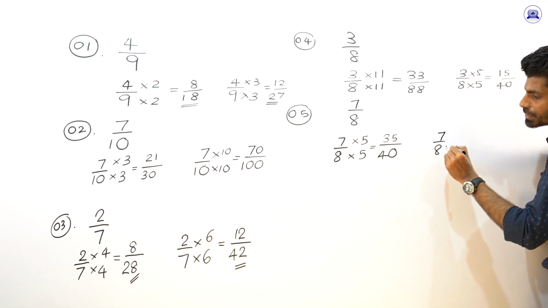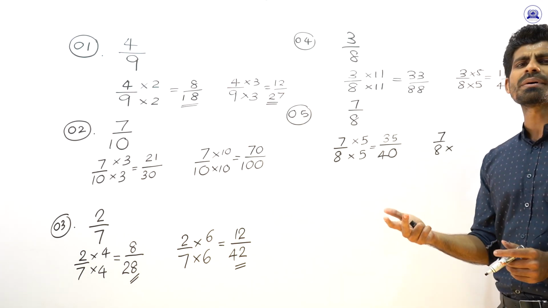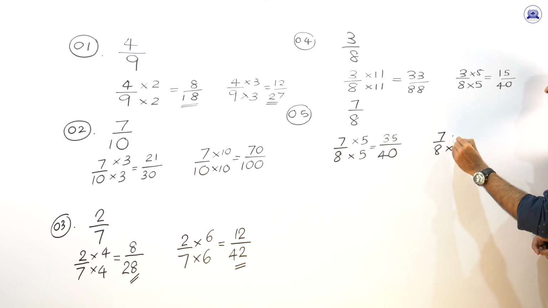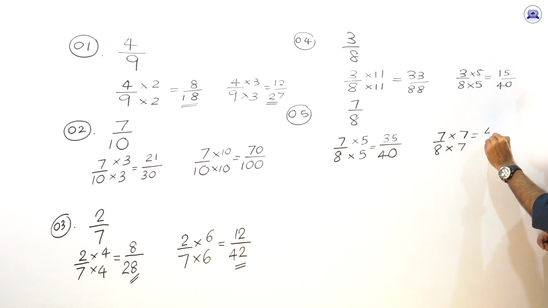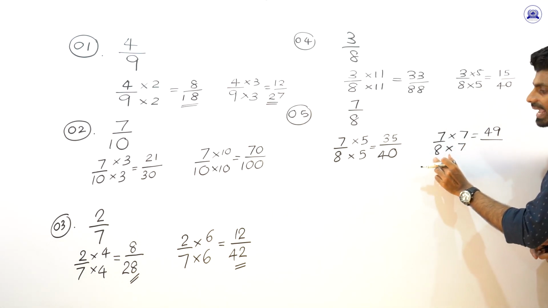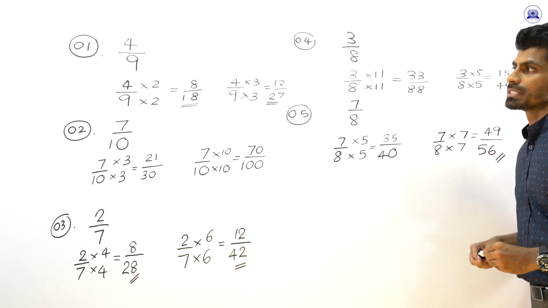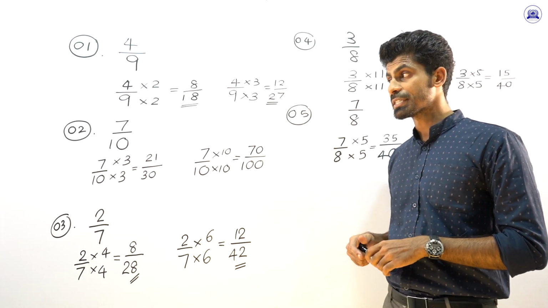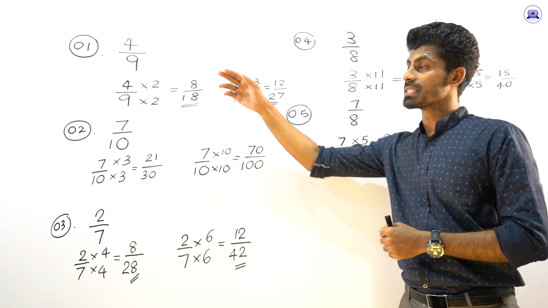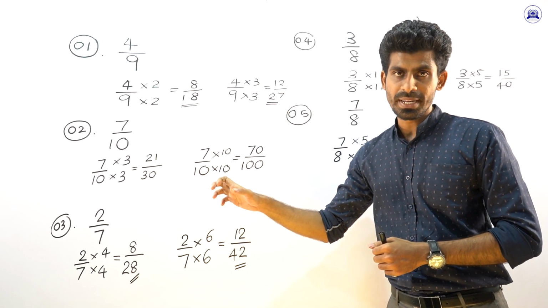7 over 8, you need to multiply. I'm just taking any number, right? I'm just taking 7. 7 by 7 equals 49. 8 into 7 equals 56. So you can create equivalent fractions by multiplying both the numerator and also the denominator.